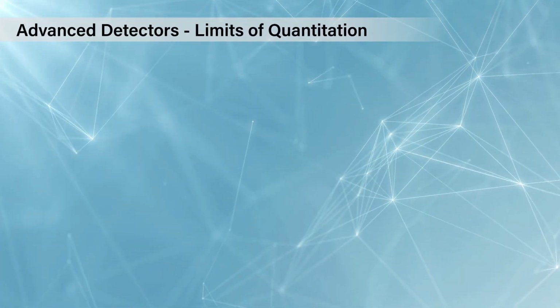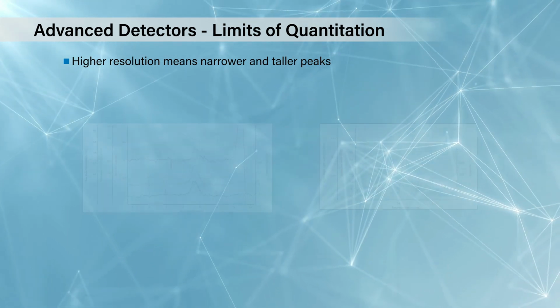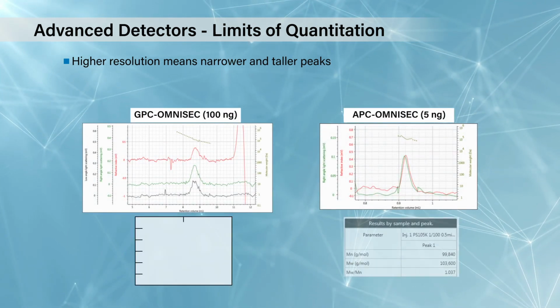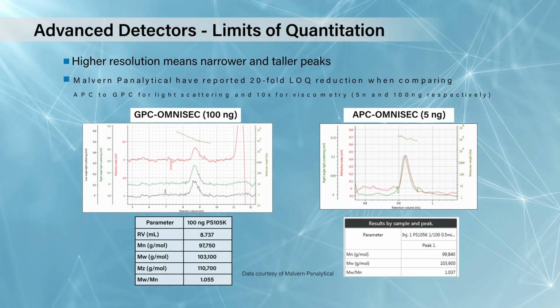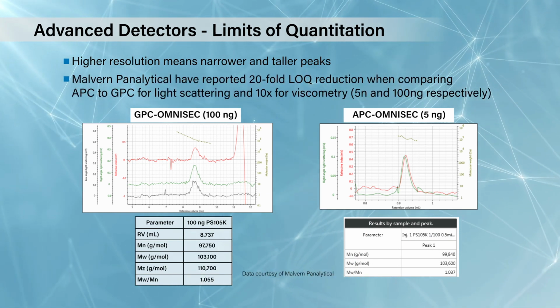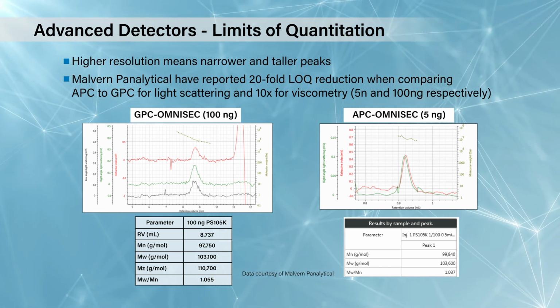For advanced detectors, because with the APC, you have this higher resolution, therefore you have narrow peaks, you have taller peaks, it reduces the limits of detection and quantitation for advanced detectors. So this is data which was presented by Malvern Panalytical, and they've got a 20-fold reduction in the LOQ when comparing APC to GPC for light scattering, and 10-fold for viscometry.